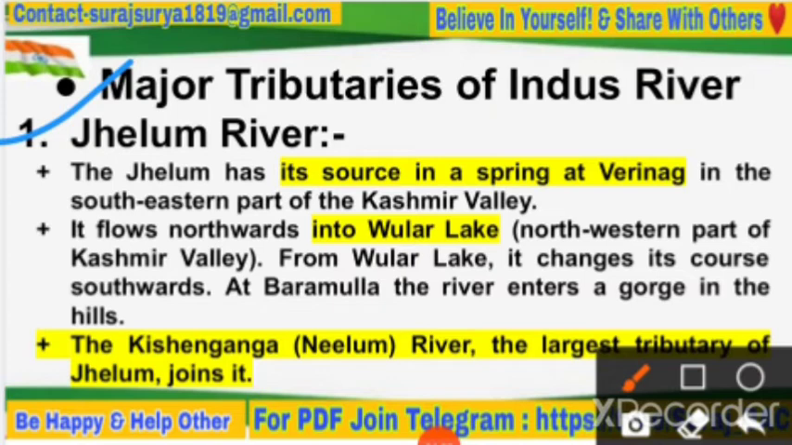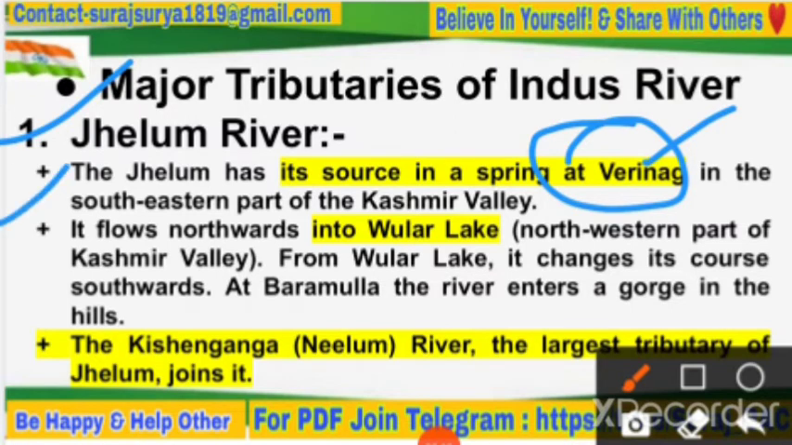The Jhelum has its source. From where it originates, it has the source of a spring in Verinag. Verinag, the Jhelum has its source, where the Jhelum River originates in the southeastern part of Kashmir Valley. It flows northwards into Wular Lake, which is in the northwestern part of Kashmir Valley. So from Wular Lake, it changes its course into a southward direction.